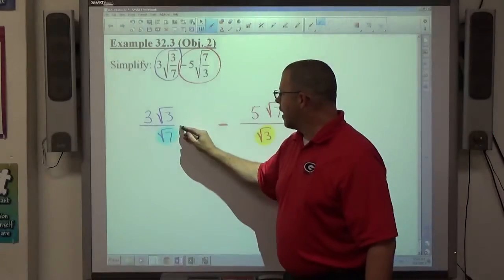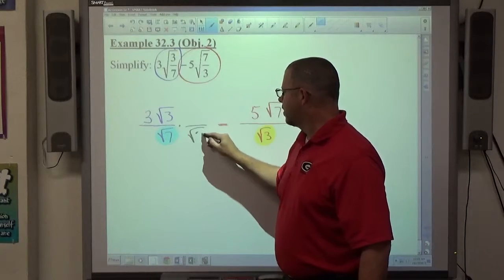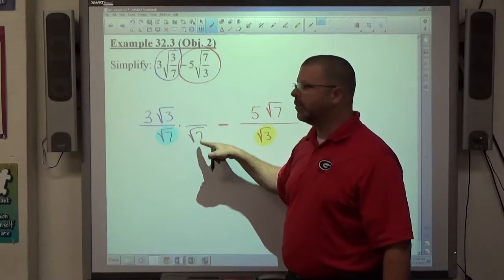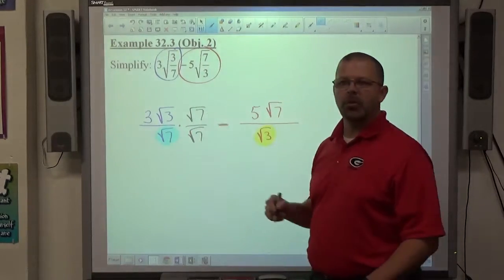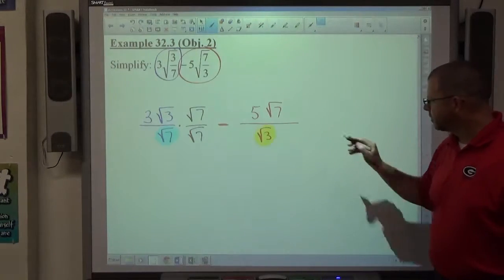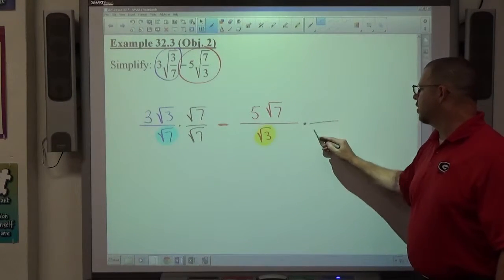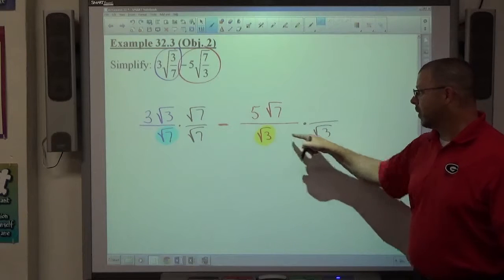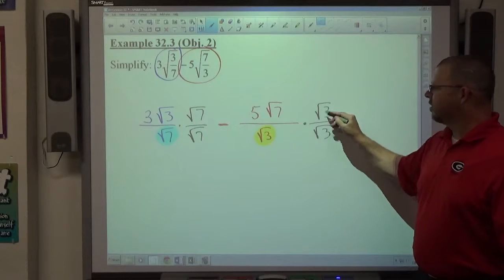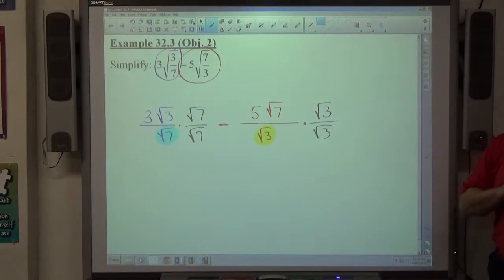The fix here is multiplying top and bottom by the square root of 7. That's necessary to make the 7 I'm looking for. This is necessary because I've got to multiply top and bottom by the same thing. Here I'm going to multiply by the square root of 3. That's necessary to get the 3 I'm looking for. Again, I've got to multiply top and bottom by the same thing.